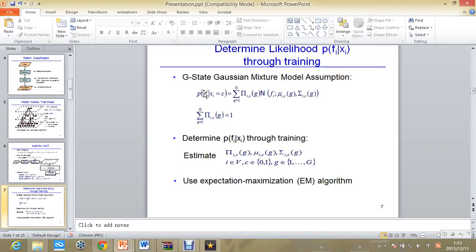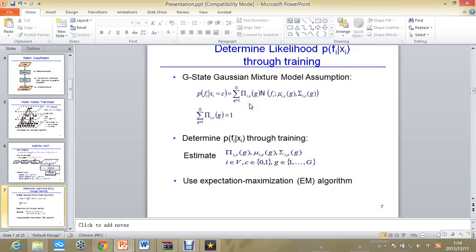Well, F is a G-dimensional continuous value data vector. And this part is the component Gaussian density. Each component density is a G variable Gaussian function with mean vector mu i and covariance matrix sigma i.